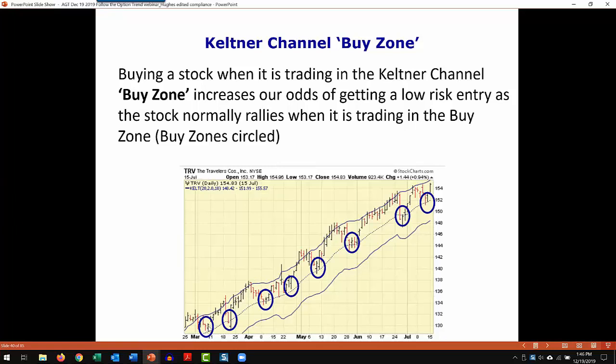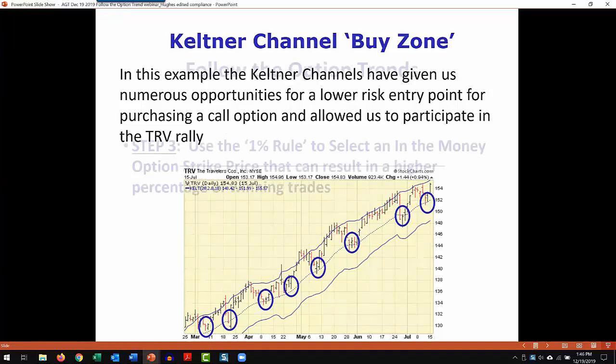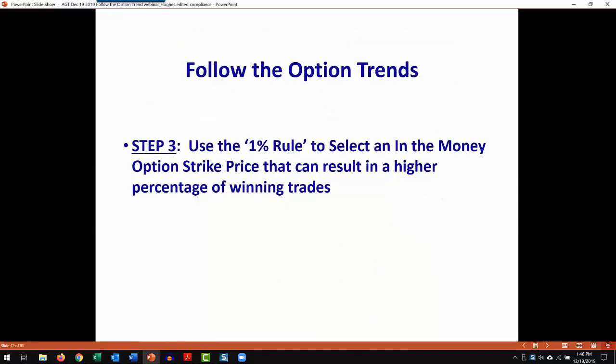So we circled several times when the stock was in the Keltner Channel buy zone, and you can see each time that it rallied after being in the Keltner Channel buy zone. So we had numerous opportunities to get a lower risk entry point for Travelers using the Keltner channels.